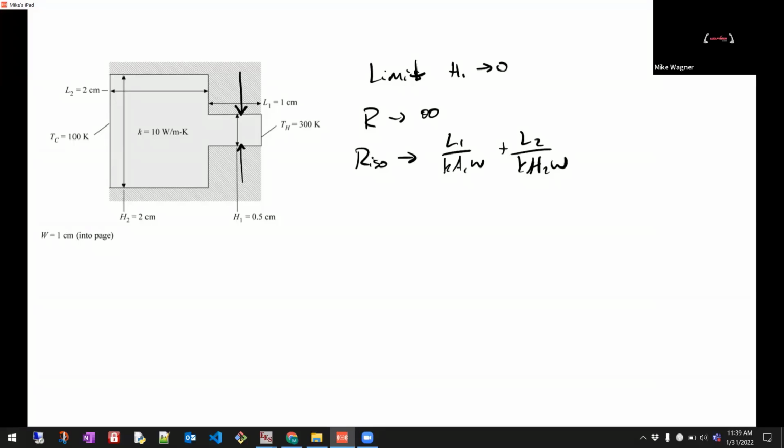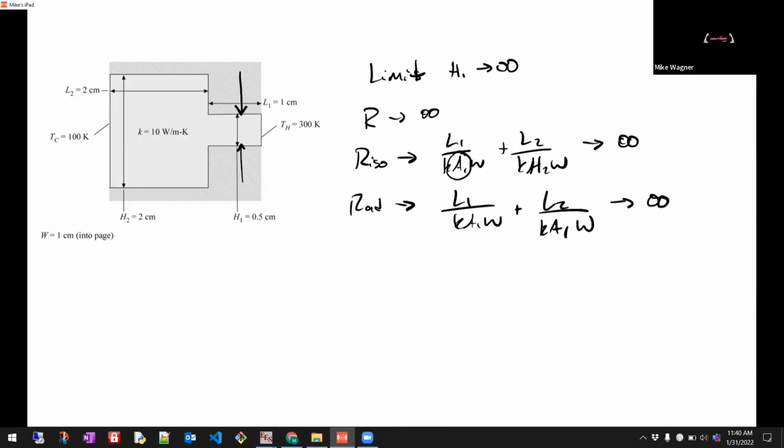Okay, this goes to 0, right? Yes, infinity. Infinity plus something, which is infinity. Okay, so that's okay. R adiabatic is L1 over K A1 W plus L2 over K A1 W. Yeah, double infinity, which is infinity.